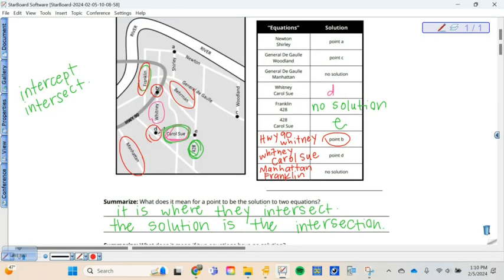Well, Carol Sue is just one road, right? And you're right, it has 2 points on it. That's fine. But anywhere has 2 points on it. But can you think of two roads that intersect more than once? Two roads that intersect more than once. Highway 90 and what?